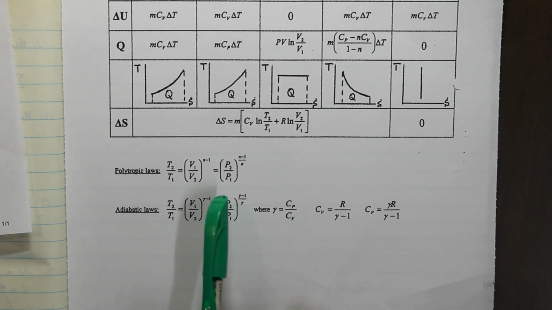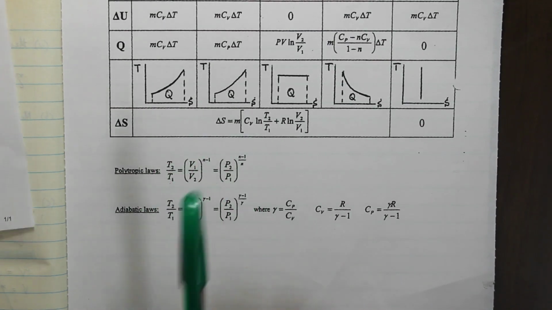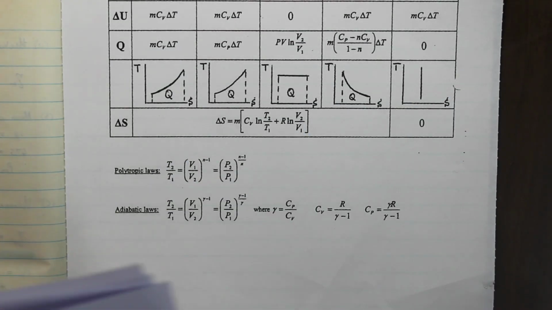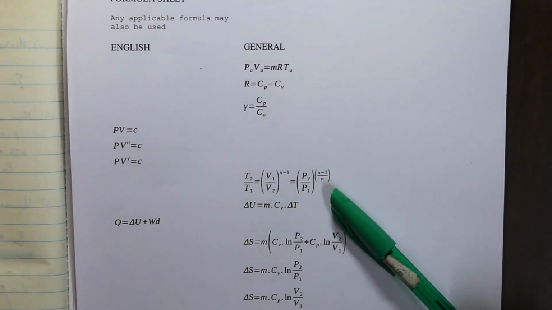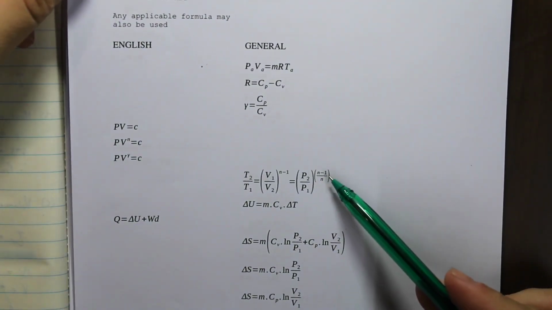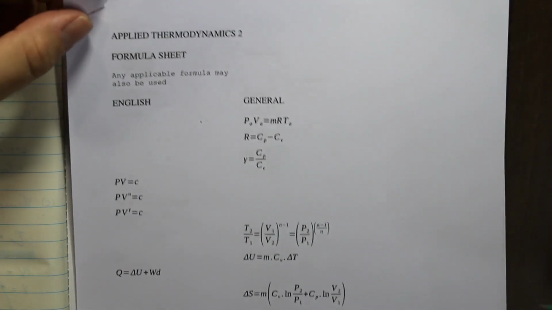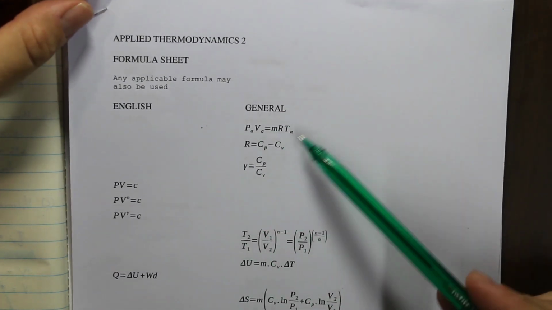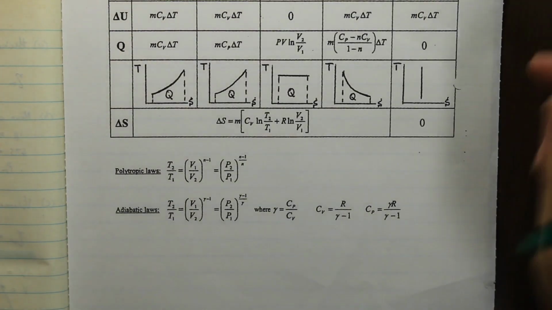On the formula sheet, you'll have the polytropic laws on your main formula sheet. Let me just show you quickly. Right in the beginning here, you have it here. And for the adiabatic laws, you just have to change n to gamma. And over here are some more useful formulas that we're going to be using as well, on the formula sheet. So please get familiar with those.